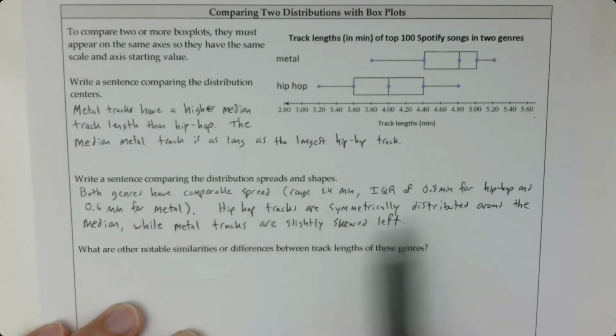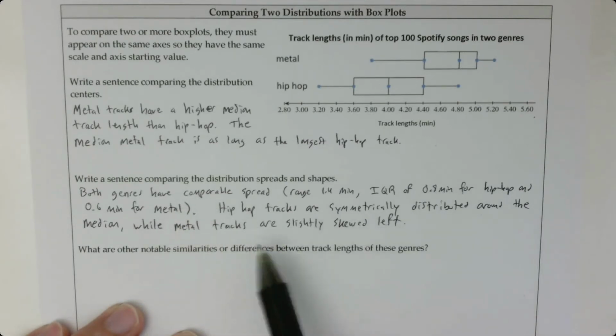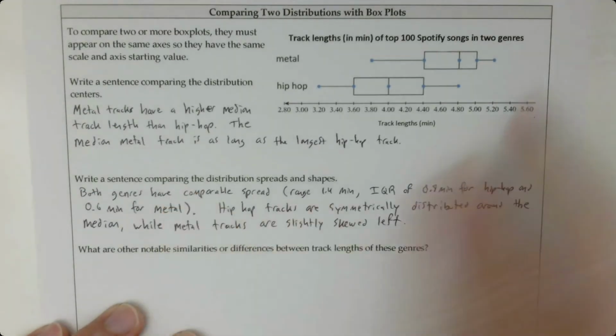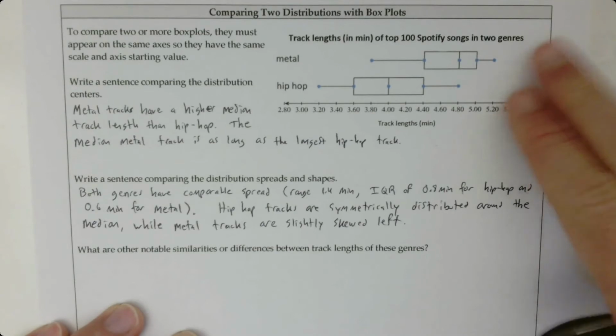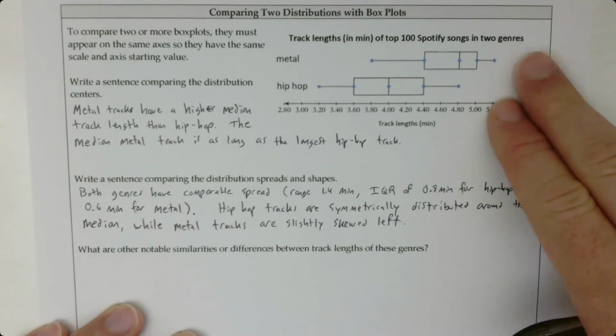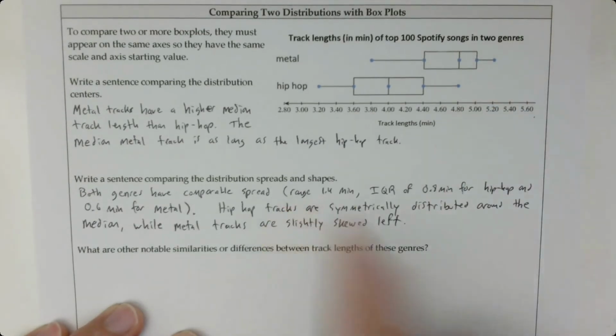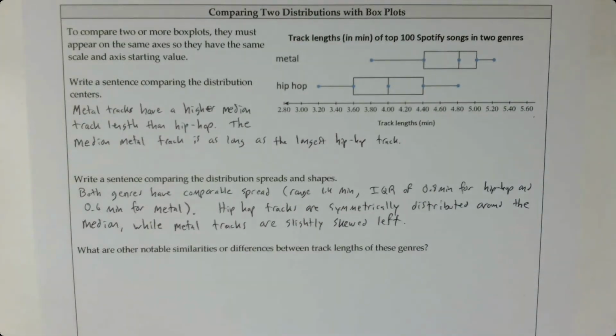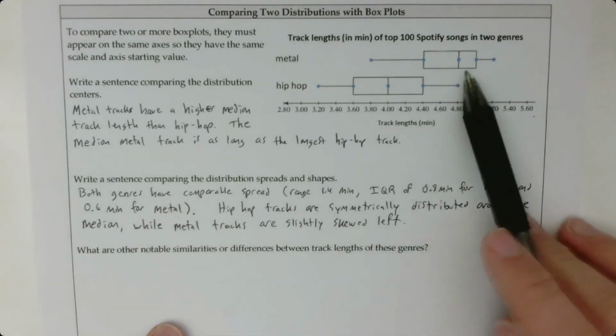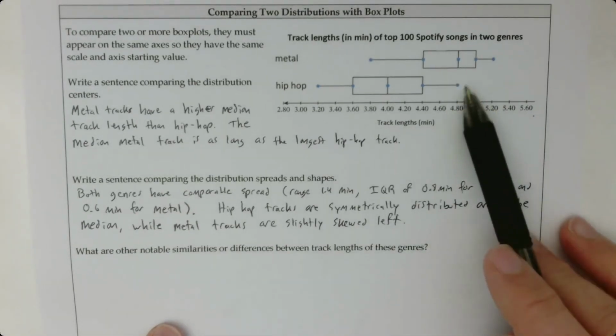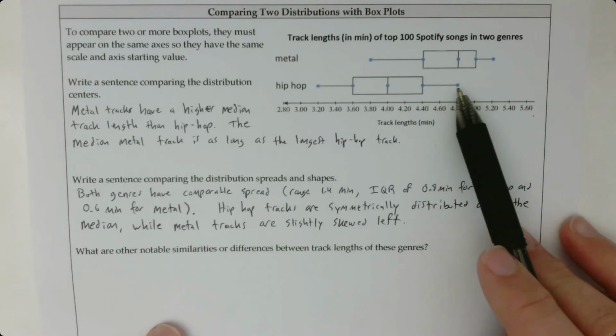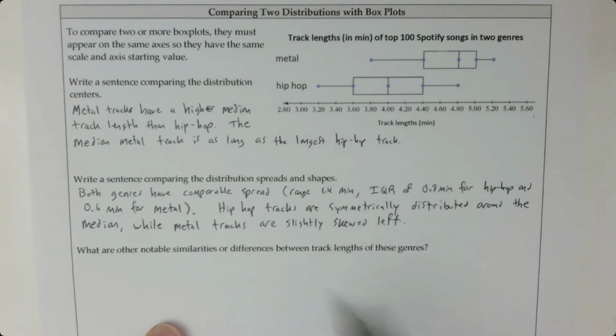Hip-hop tracks are symmetrically distributed around the median, while metal tracks are slightly skewed left. So I'm clearly comparing measures of spread and shape in both distributions, and I'm naming what they are, and I'm including units of minutes. So there's a lot of other things you could have noticed. If you didn't write the sentence up here about the metal median track length being the same as the longest hip-hop song, you could have written that down here.